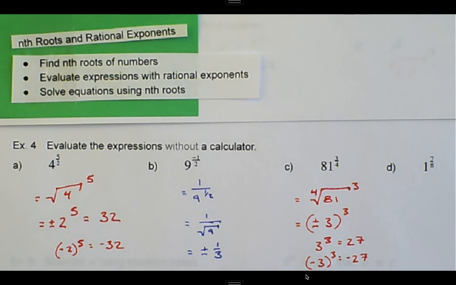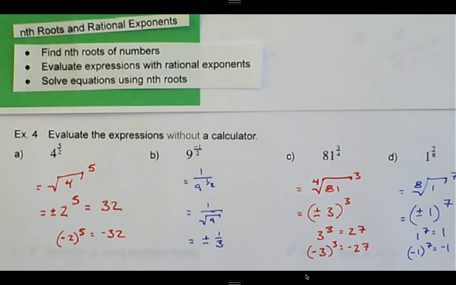And then we have 1 to the 7/8. And in this case, we have 8 on the radical, 1 to the 7th. The 8th root of 1, again, we have an even number there, so that's going to be plus or minus 1. And then that's raised to the 7th power, which positive 1 to the 7th power is 1, and negative 1 to the 7th power is negative 1.